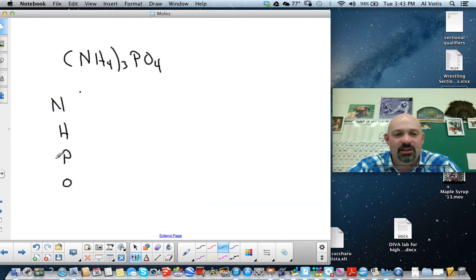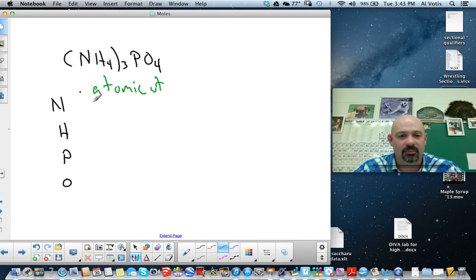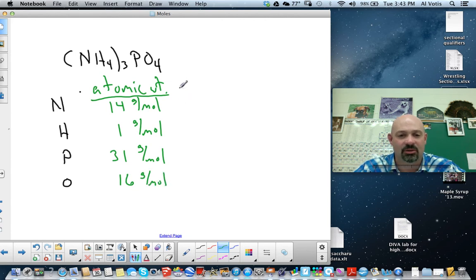Now another example on this page that we're going to work through at the same time. So again, the first thing I'm going to do is find out what the atomic weights are. Looking at your periodic table, nitrogen is 14 grams per mole. Hydrogen is 1 gram per mole. Phosphorus is 31 grams per mole. And oxygen is 16 grams per mole. So I write these all vertically, I write these atomic weights in.